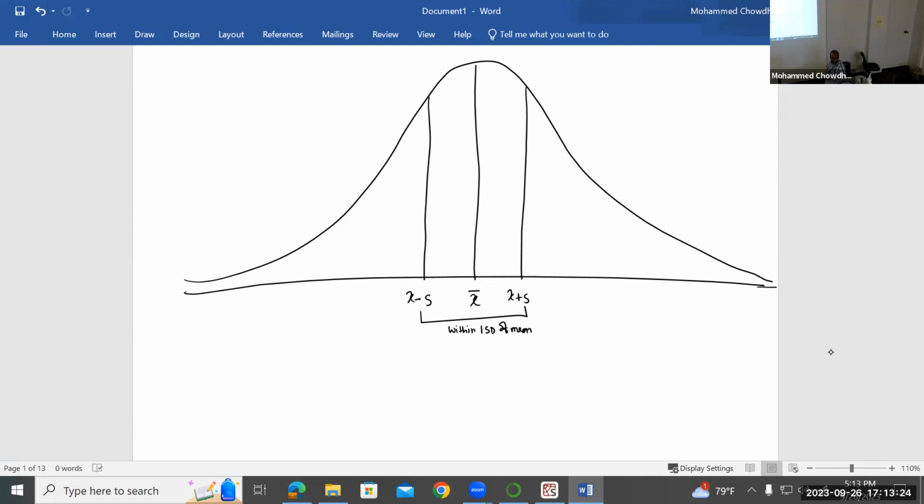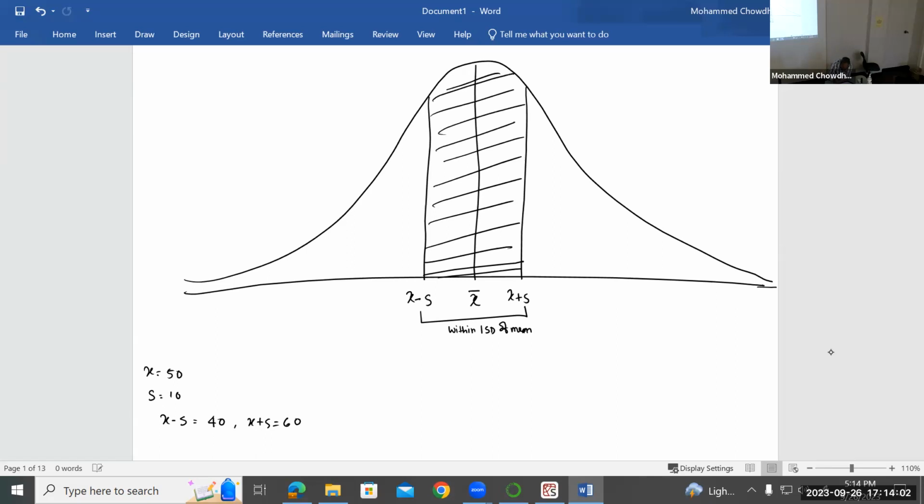Within one standard deviation of the mean. So that means if you have data that has a mean of 50 and a standard deviation of 10, then within one standard deviation means x bar minus s, so 50 minus 10 equals 40, and x bar plus s, which is equal to 60. So between 40 and 60, what percentage of data falls in here? This is what I want to put in this format. So between 40 and 60, 68% of data falls.